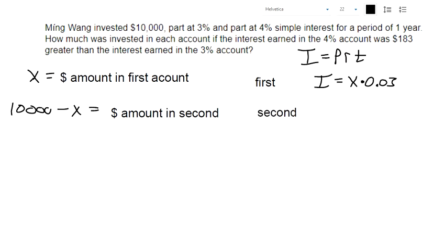But let's take a look at the second account. It says the interest earned in the second account was $183 greater than the interest in the 3% account. So take that I, the interest in the first account, and increase it by $183. That's our I for the second account. And remember, the principal is the amount of money in the second account. We said that's going to be 10,000 subtracted by X. And then we need to multiply by 0.04.